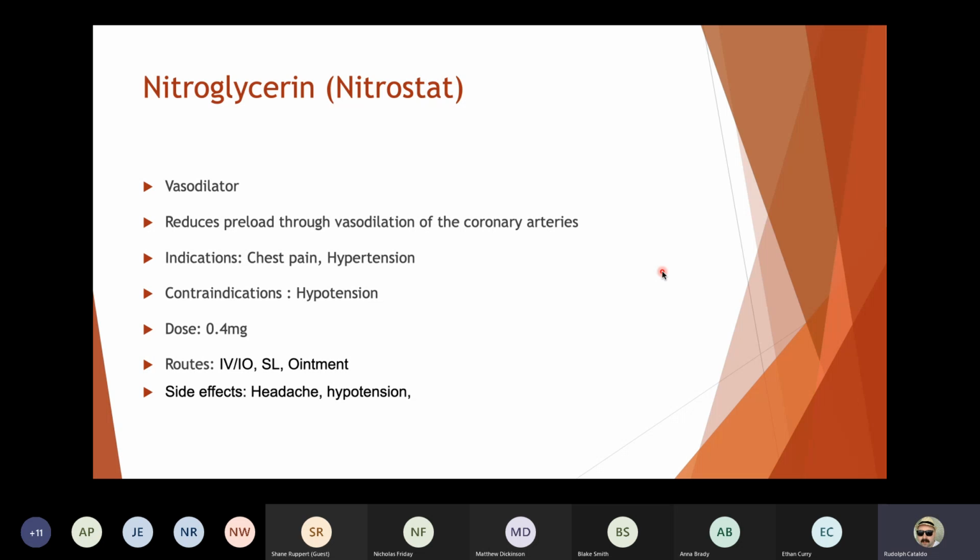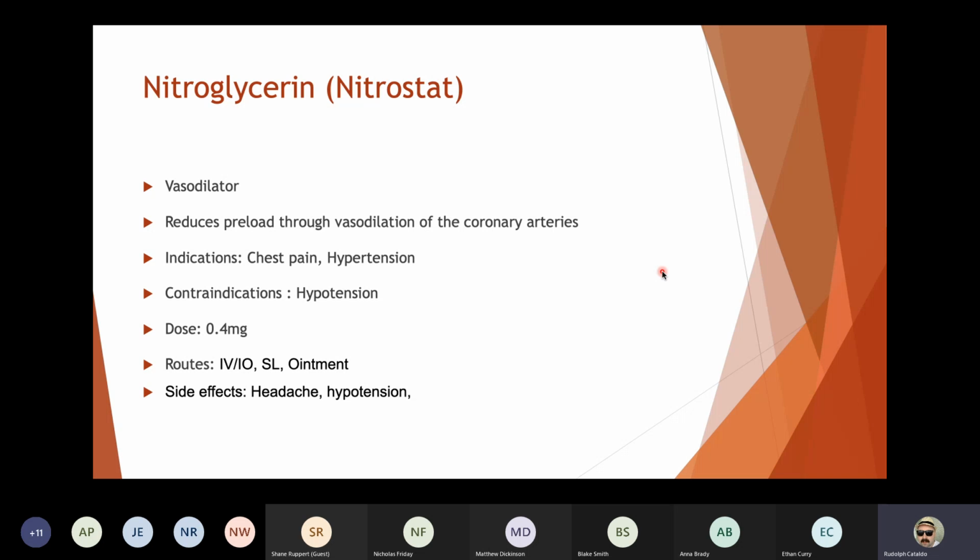If they're already hypotensive, we know that as EMTs, we don't give nitroglycerin. I'd say to anybody under 100 systolic. Everybody will fight me and say 90. 90 and 100 are close enough. 10 points to me, I'm not going to chance it.